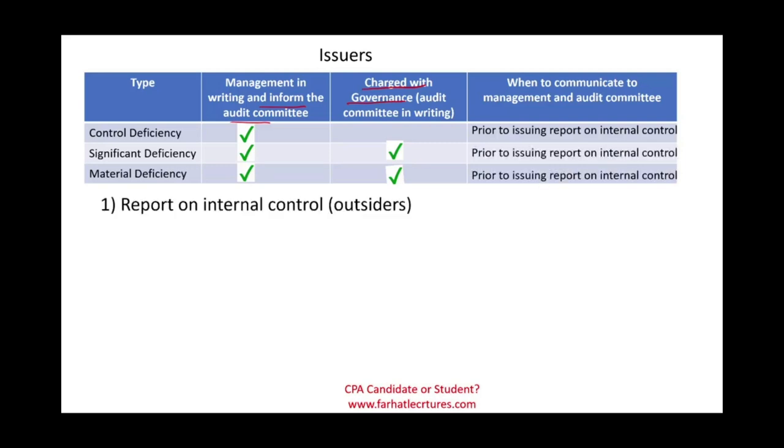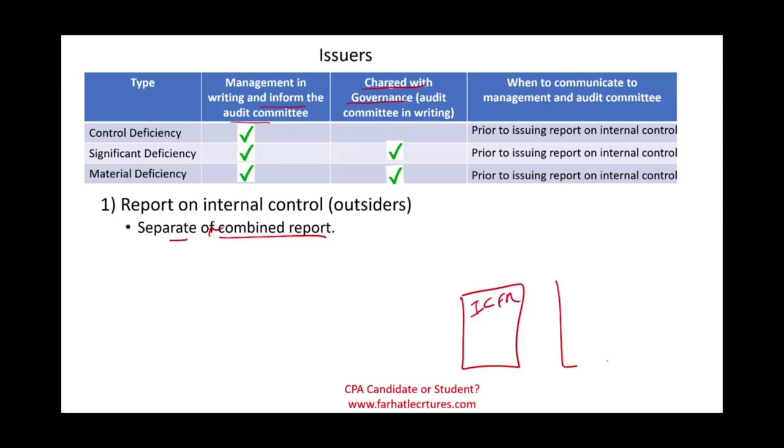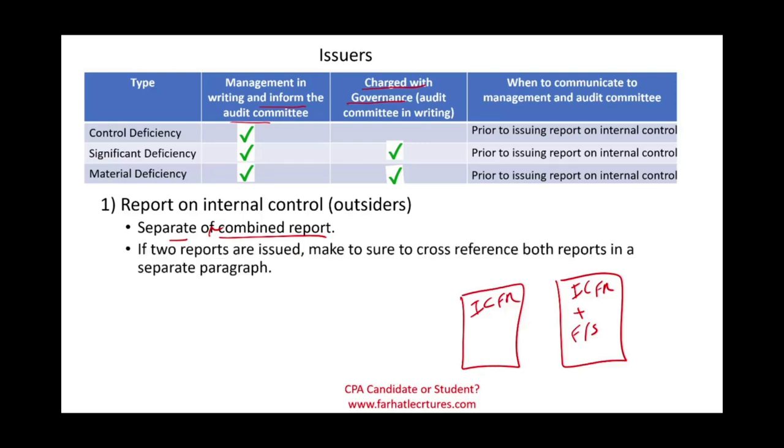Now we're going to look at the report, and this report is published to the outsiders because this is a PCAOB audit. Just like with non-issuer, we're going to have either a separate report or a combined report. Simply put, we might have two reports. One report could be separately for internal control over financial reporting, and one report that talks about internal control over financial reporting plus the audit of the financial statements. If two reports are issued, one for the financial statements and one for the internal control over financial reporting, they have to reference each other, and we will see how in a moment.